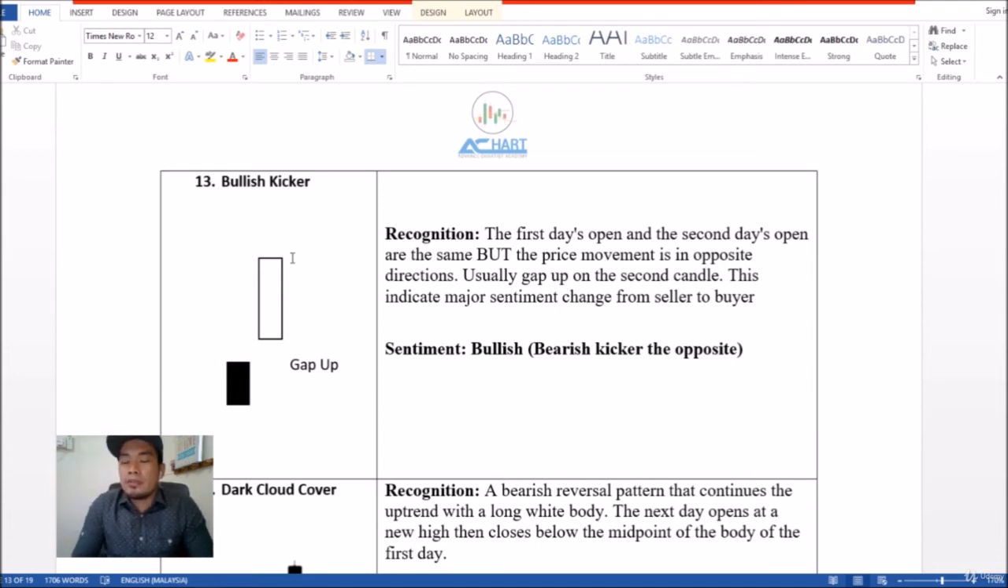It's easy to see because on the previous day, the first day, it's really bearish, and suddenly it gaps up. The gap up is one thing, and it's forming a good long white candle. This says that the sentiment has totally changed. And aside from the bullish kicker, there is also a bearish kicker that is the opposite candle formation of this bullish kicker.